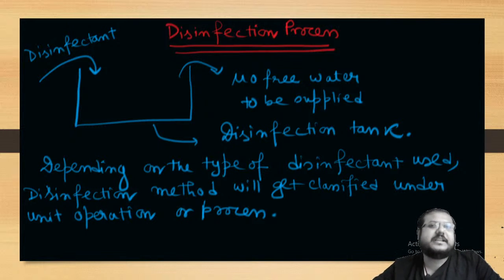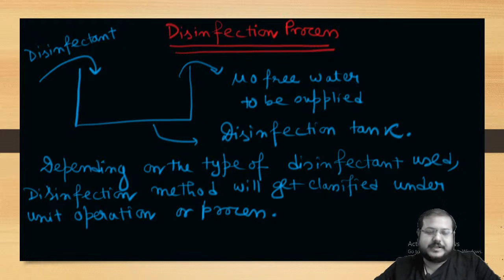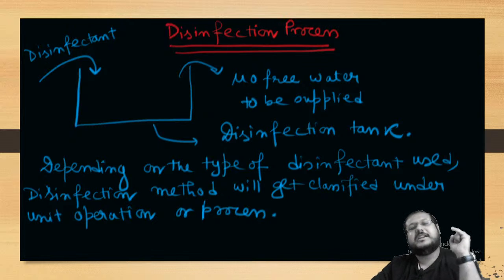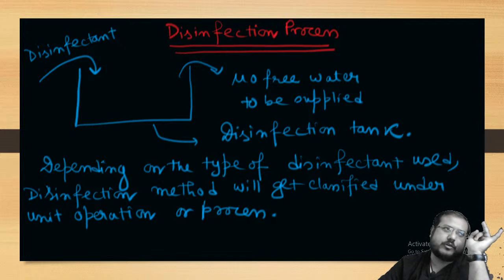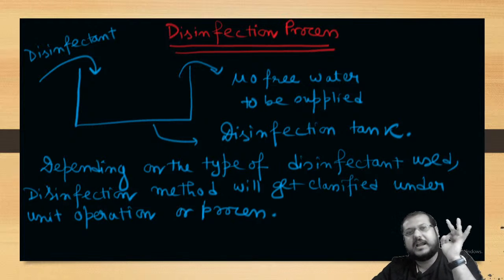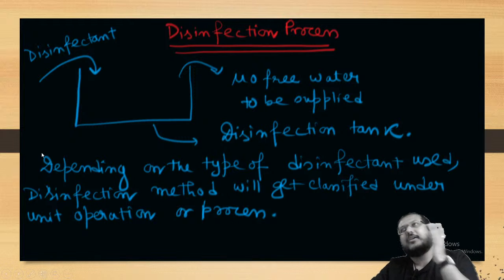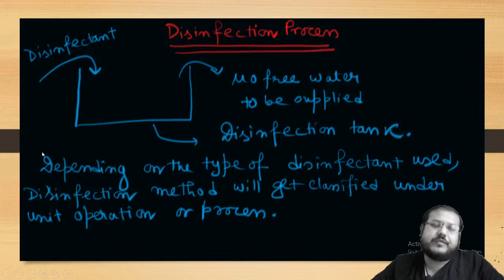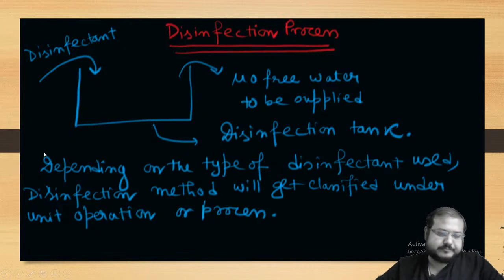Now, sometimes disinfection can also be carried out by physical methods, like by applying light or by applying heat. So when this is done, it will be a unit operation. So your plain sedimentation is predominantly a unit operation, coagulation flocculation is a unit process, filtration is a unit operation, and disinfection can be a unit operation or a unit process, depending on the disinfectant or mode of disinfection.